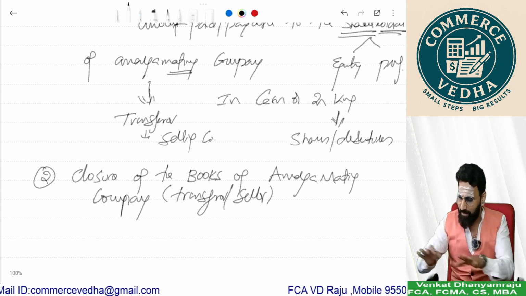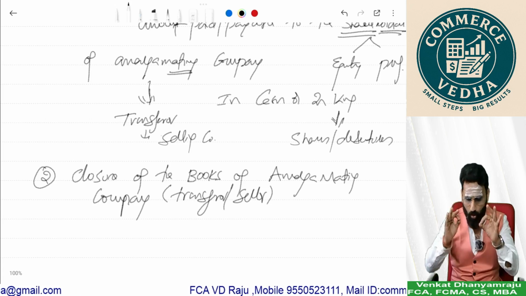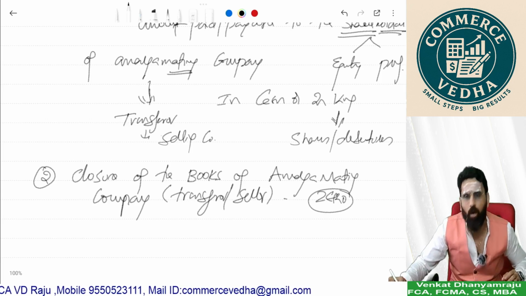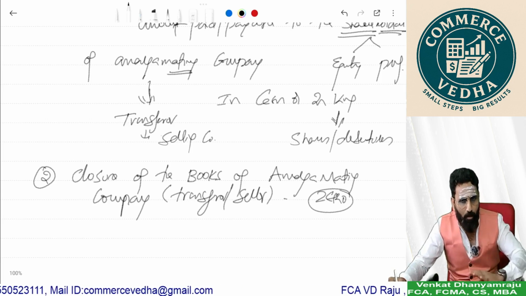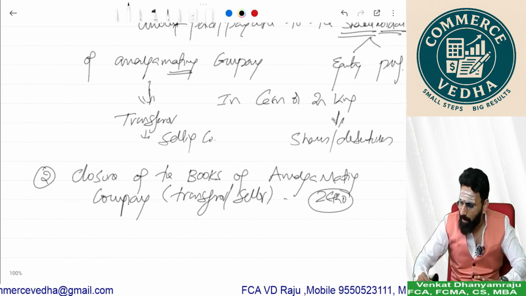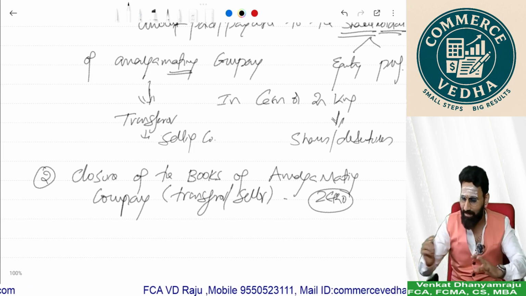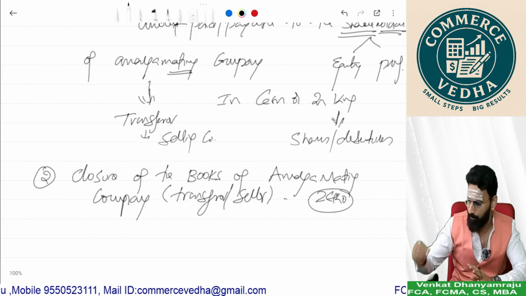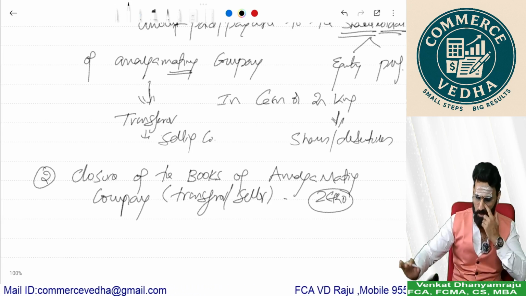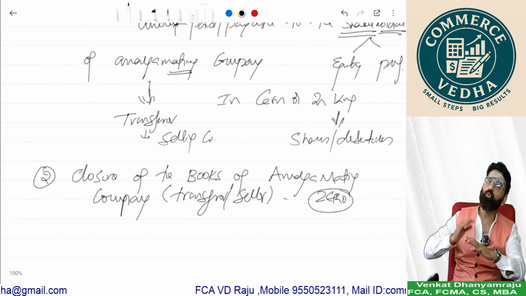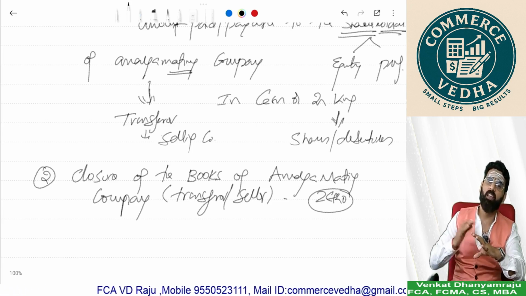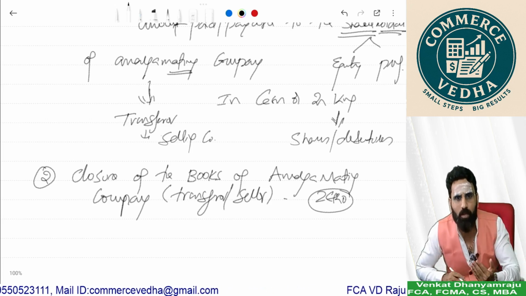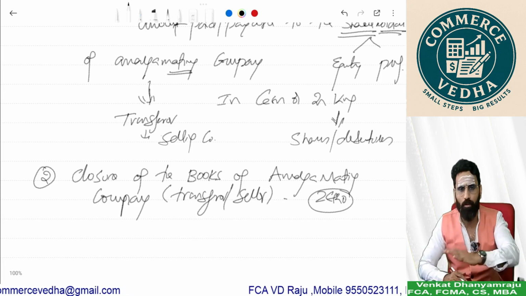But ultimately, this company should be zero. The balance sheet of this company should be made zero. No assets and liabilities should be there after we complete the second step, called closure of books of the amalgamating company. There is a process to close the books of the amalgamating company. How to close? What are all the journal entries to be prepared? What are all the ledgers to be prepared? That we are going to learn in the subsequent sessions on this step.